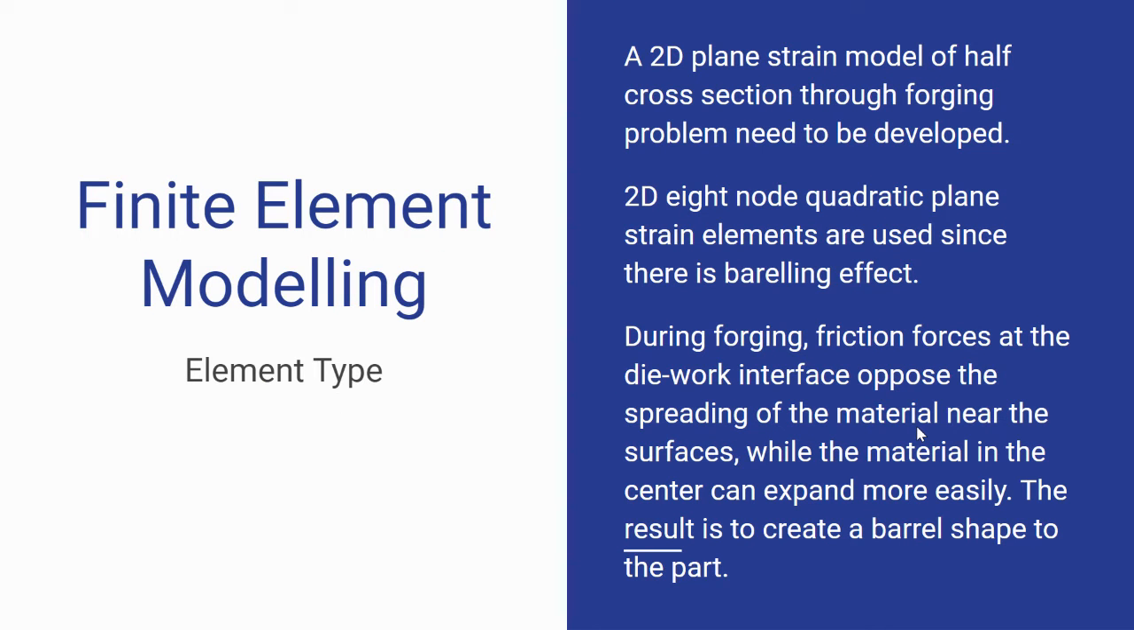So, finite element modeling. We do a 2D plane strain model of the half cross section through the forging problem that needs to be developed. 2D 8-node quadratic plane strain elements are used since there is a barreling effect.